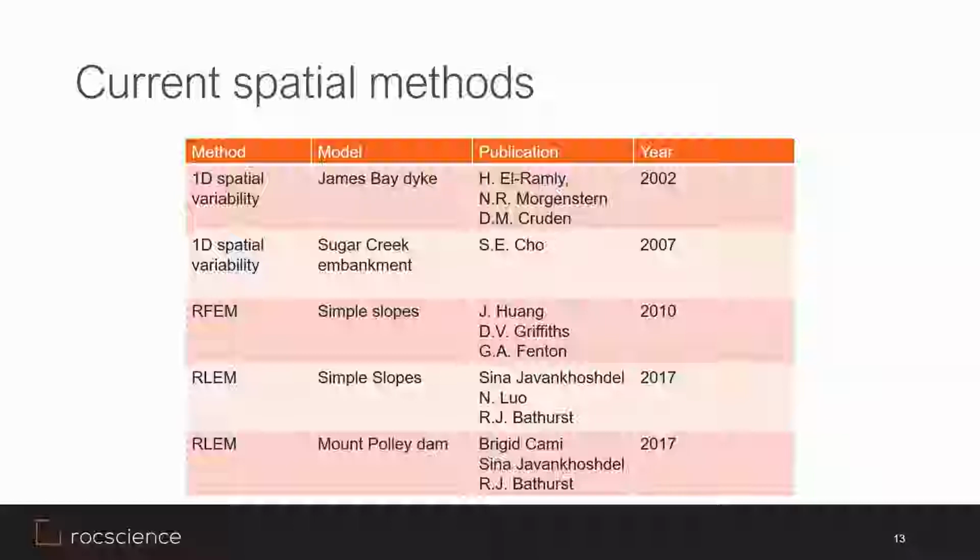Random finite element method, however, is used mostly for slopes with simple geometries, one layer simple slope, because of the limitations of the current available software packages using this method. Random limit equilibrium method, we started this method with simple slopes, similar to random finite element method. But the current version of Slide 2 2018 can handle any type of geometry, and we are going to show you today how you can handle these types of geometries.